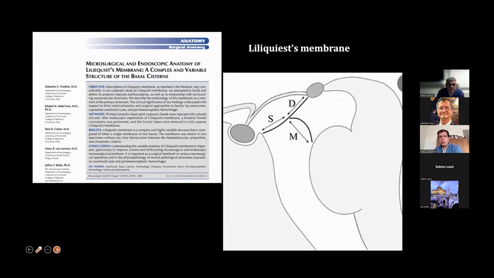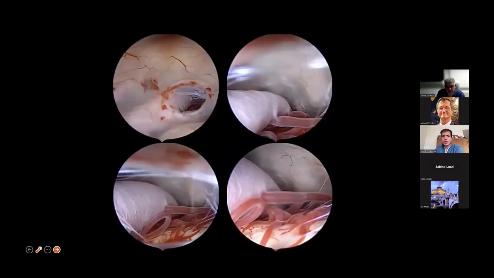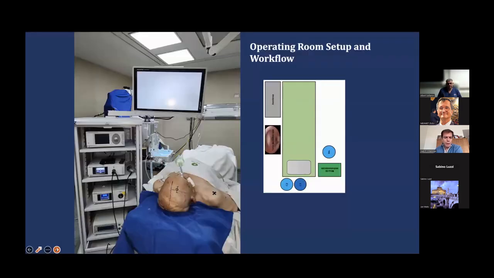And two very important structures in direct relation with the floor of the third ventricle are the Liliequist membrane, with its diencephalic and mesencephalic membranes, and the basilar artery. The basilar artery is very near to, or in direct contact with, the floor of the third ventricle. I can observe an endoscopic view after fenestration. This is the basilar artery very near to the floor of the third ventricle.